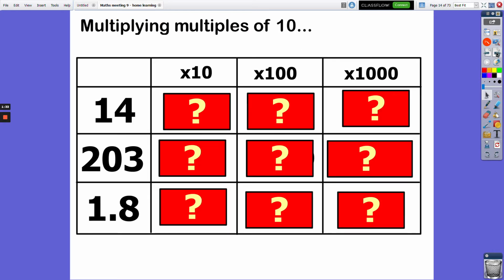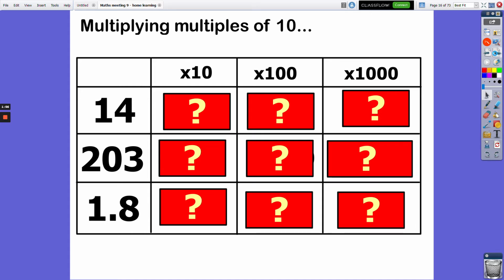Multiplying multiples of 10. We've got our 3 numbers here. We need to multiply them by 10, by 100, by 1000. Remember, you don't need to write out the table, just write the calculations in your books. Okay, I'm going to pause the video and have a go now. Okay, let's see what we've got, shall we?